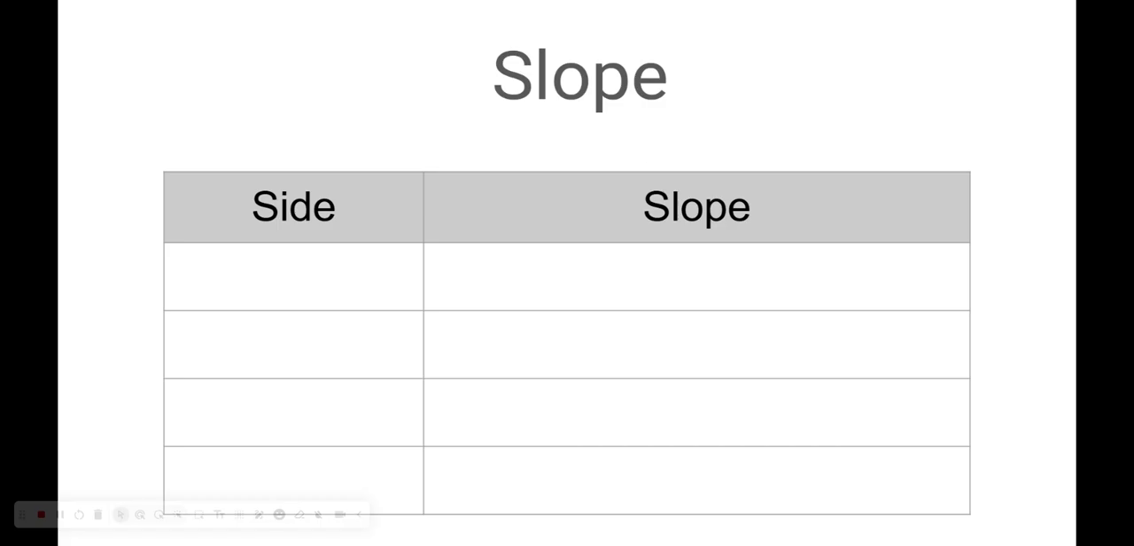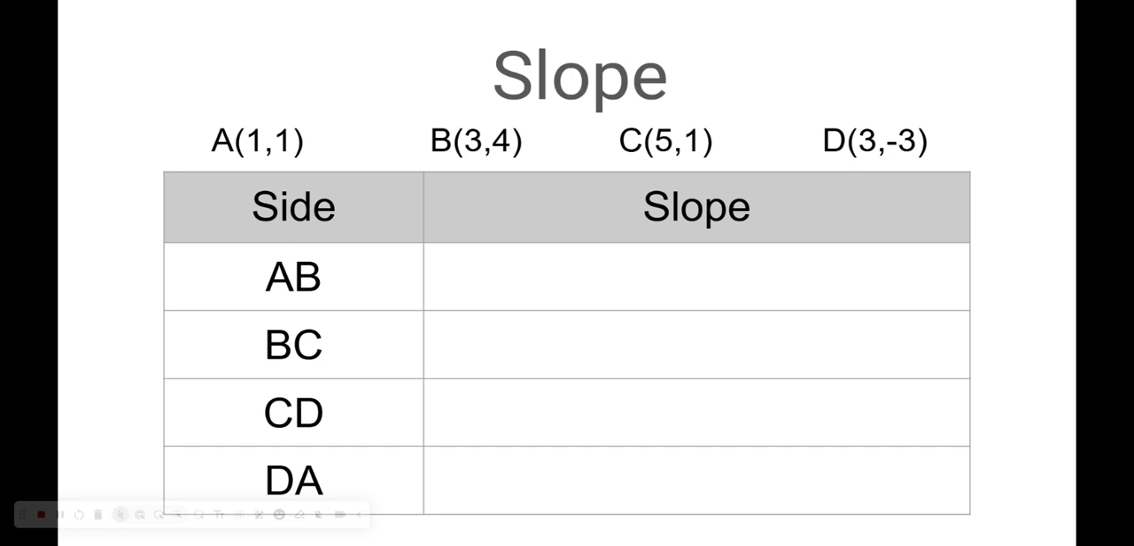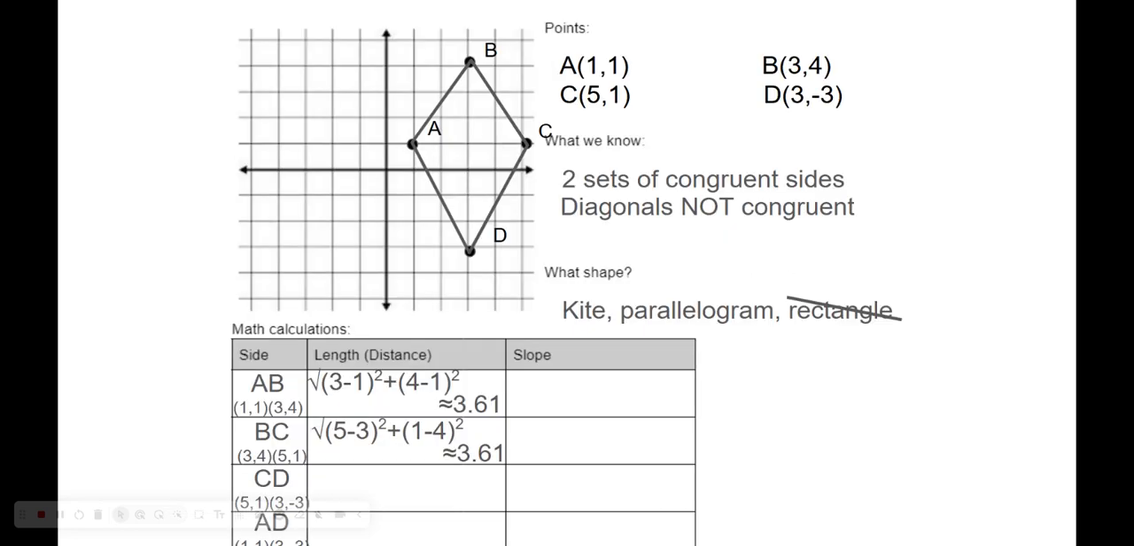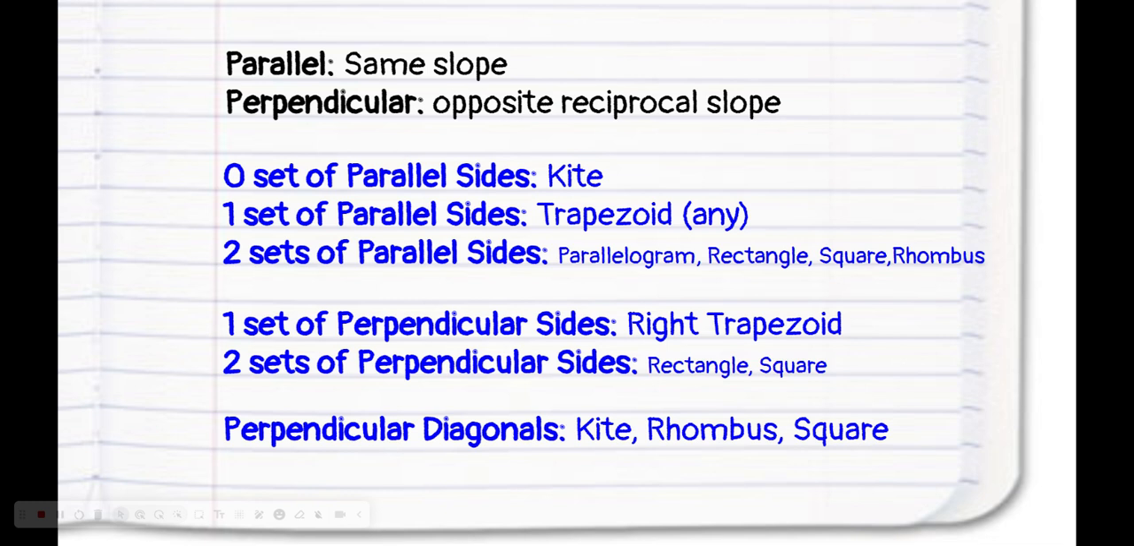Okay, so let's find the slope. Same thing, this is like the far right column. The slope is y2 minus y1 over x2 minus x1. So for AB, you should have gotten a slope of 4 minus 1 over 3 minus 1, which is 3/2. For BC, you should have gotten, let's see, -3/2.